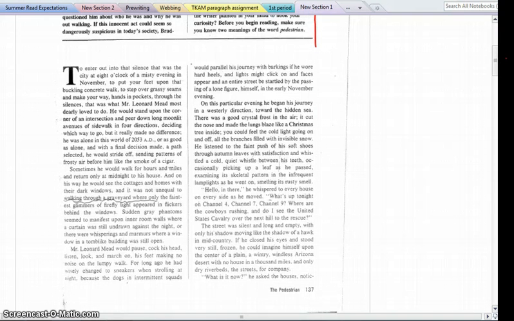To enter out into that silence that was the city at 8 o'clock of a misty evening in November, to put your feet upon the buckling concrete walk, to step over grassy seams and make your way, hands in pockets, through the silences, that was what Mr. Leonard Mead most dearly loved to do.